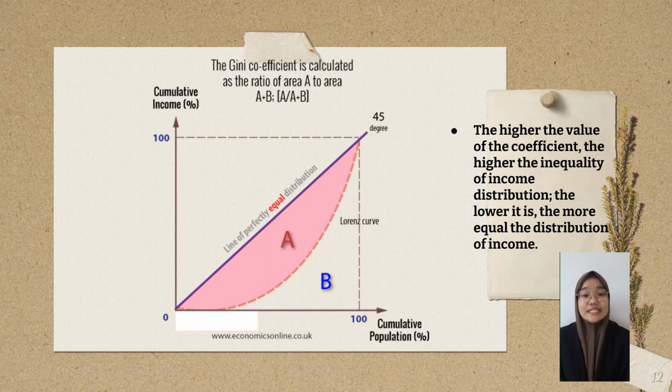It shows that the higher the value of the coefficient, the higher the inequality of income distribution. The lower it is, the more equal the distribution of income.